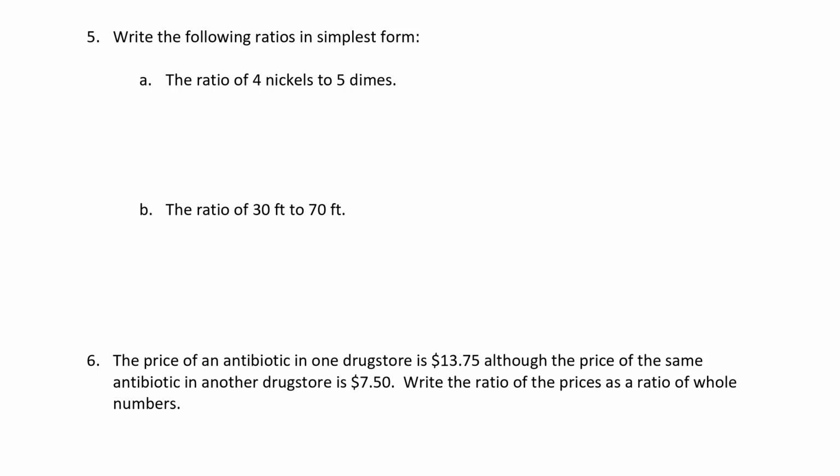Number 5, write the following ratios in simplest form. The ratio of 4 nickels to 5 dimes. I wrote this for a reason. This is pretty simple. This is 4 compared to 5. But I could also ask you, write the ratio of the value of 4 nickels compared to 5 dimes. So if I asked you for the value, we could write a different ratio using the same data.